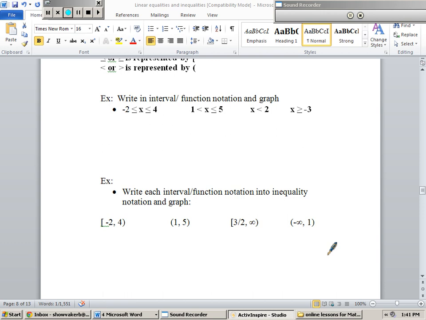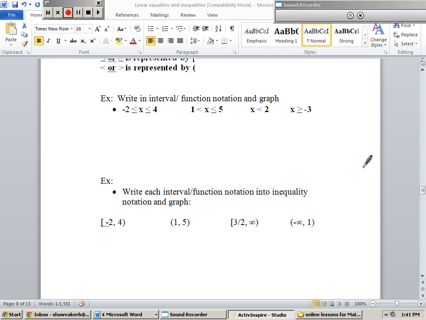So you should be able to write them back and forth between interval notation and function notation depending upon how people want it. Now to graph it, closed dots, -2 and 4, and the line is your x. Open dot, closed dot, your line is your x. 2, open dot, your line is your x. -3, closed dot, your line is your x.